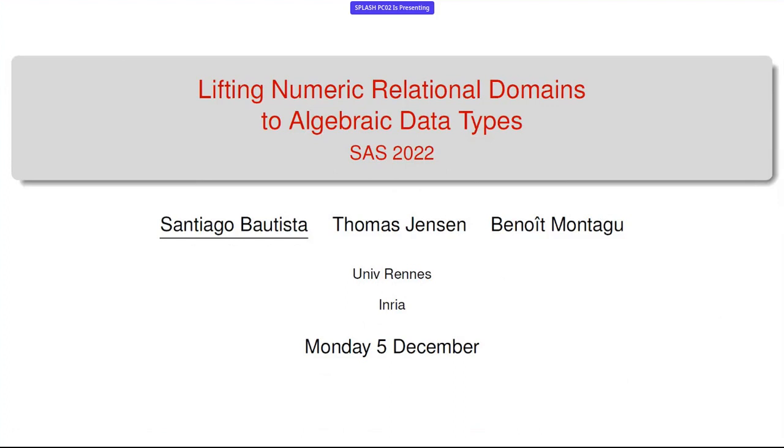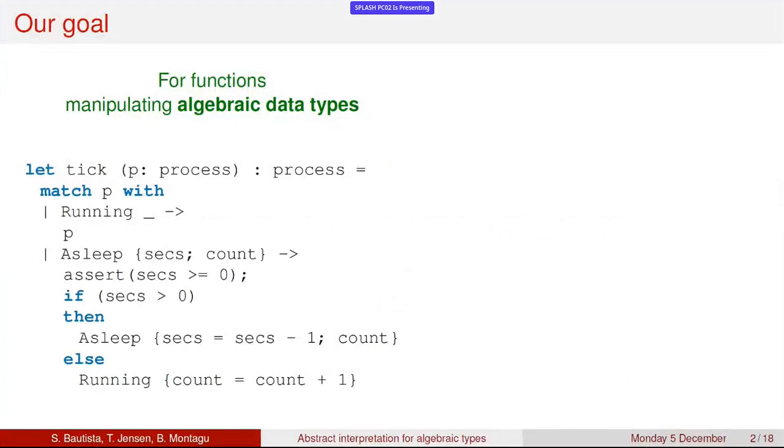Okay, so hello everyone. I'm going to talk about some work that we have done with Thomas Jensen and Benoit Montaigu on how to do abstract interpretation for programs that manipulate algebraic data types. So our goal is to have an analyzer that is able to look at the code of a function. Don't try to read it for now, I'll come back to it.